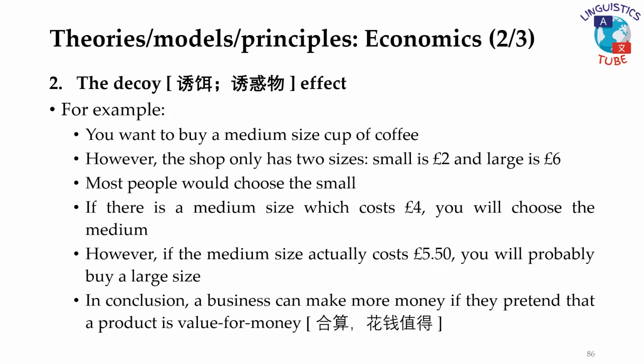However, if there is a medium size which costs £4, it is likely you will choose the medium. But the shop really wants you to buy a large size and spend the most money, so a medium size actually costs £5.50. In this situation, it is very likely that you will buy a large size, because it is only 50 pence more. In conclusion, a business can make more money if they convert the customer from someone looking for a cheap product into someone looking for value for money.